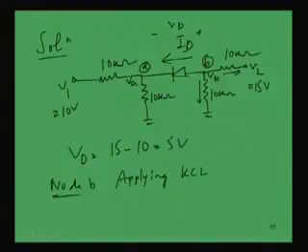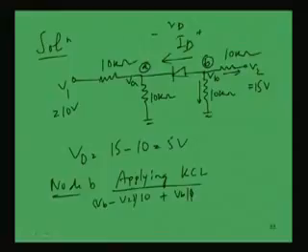Summation of all this is equal to 0, all are in the same direction, the outgoing one. So applying Kirchhoff's law at node B: VB minus V2 by 10K, and I am just omitting the K since all are in kilo ohm order, plus VB by 10 plus ID equal to 0. This is number 1 equation.